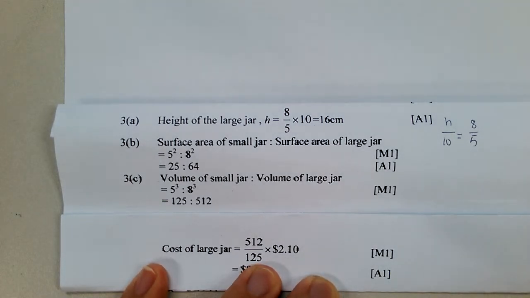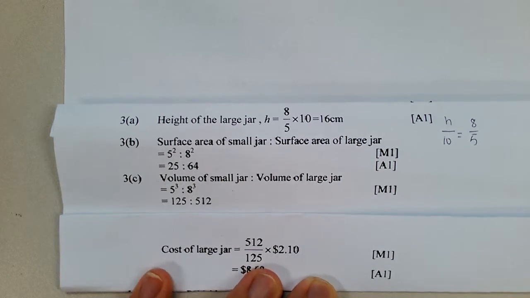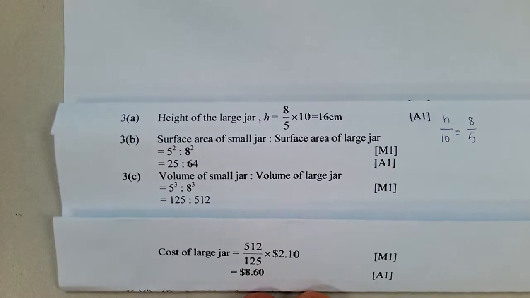Next part, we have to calculate the ratio of the surface area. As we know, (L1 over L2) squared is equal to A1 over A2. So we just square 5 and 8, 5 squared and 8 squared, you get 25 over 64.